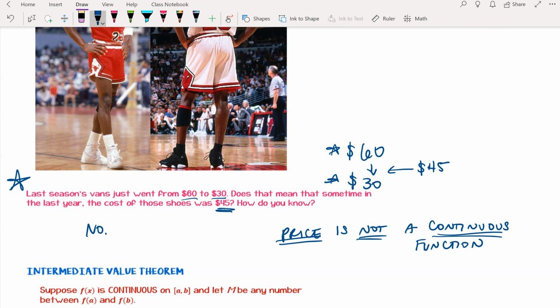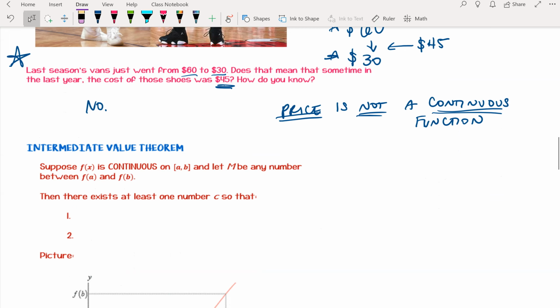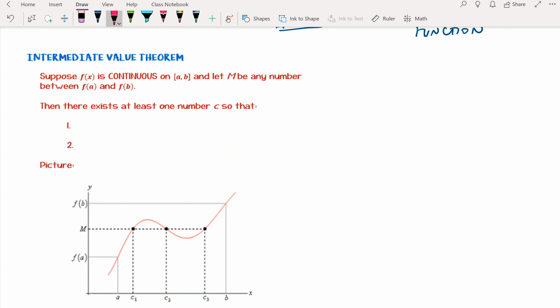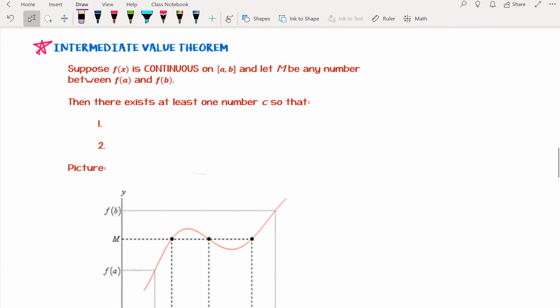Okay, let's move on. So why are we talking about continuity? Why are we trying to visualize continuous functions? Because it's important for the intermediate value theorem. So write this down, intermediate value theorem. And you need to write the whole theorem down. Suppose f of x is continuous on [a, b], and let m be any number between f of a and f of b. Then there exists at least one number c so that, okay, we're going to write two things down here.